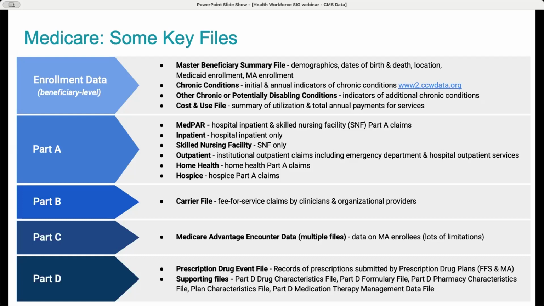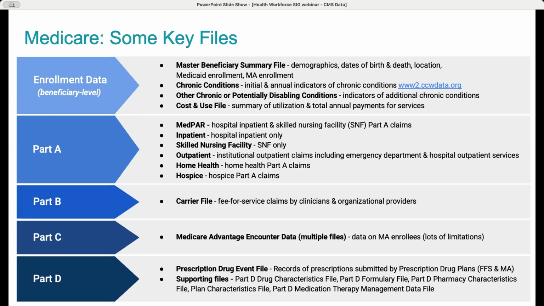Then there are a series of chronic condition indicators, and there's actually two different chronic condition categories. There's chronic conditions and then other chronic or potentially disabling conditions. As of 2017, there are 30 chronic conditions, and then I think it's 40 in the second category. That's CMS codes.